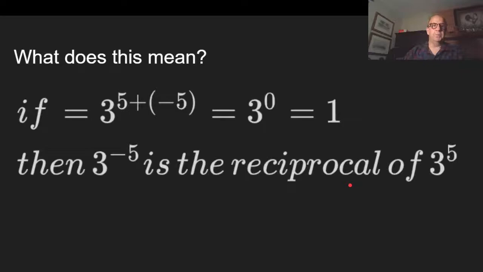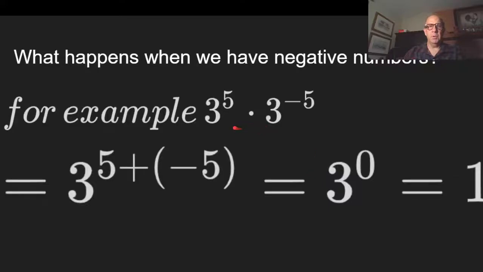What does this mean? If 3 to the 5th plus a negative 5 equals 3 to the 0, which equals 1, then 3 to the negative 5 is the reciprocal of 3 to the 5th. Reciprocal means if I'm multiplying two numbers, the answer will always be 1. So if I'm multiplying 3 to the 5th times 3 to the negative 5th, and the answer is 1, then 3 to the negative 5th is the reciprocal of 3 to the 5th.